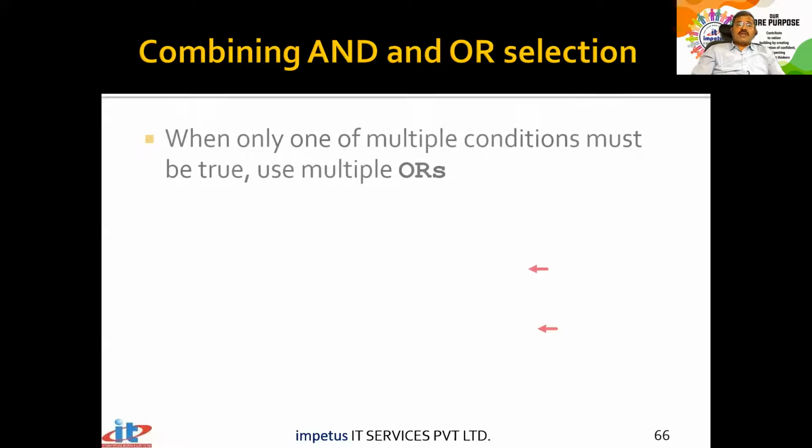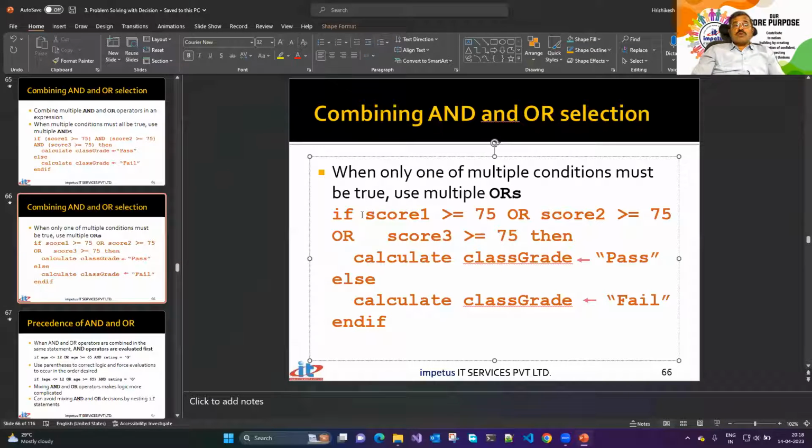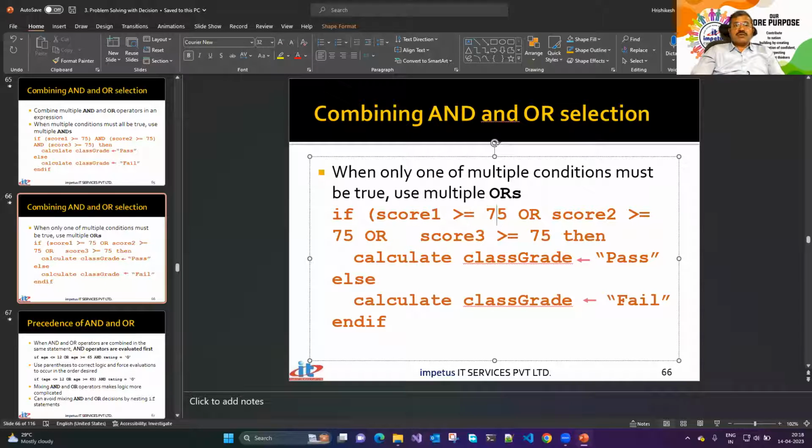It could also happen that there is more than one or condition. That means if you score more than 75 in any of the three subjects, you still pass. So I can say score 1 greater than equal to 75 or score 2 greater than equal to 75. So this means if in any subject you score more than 75, then also you pass. That could be the case.